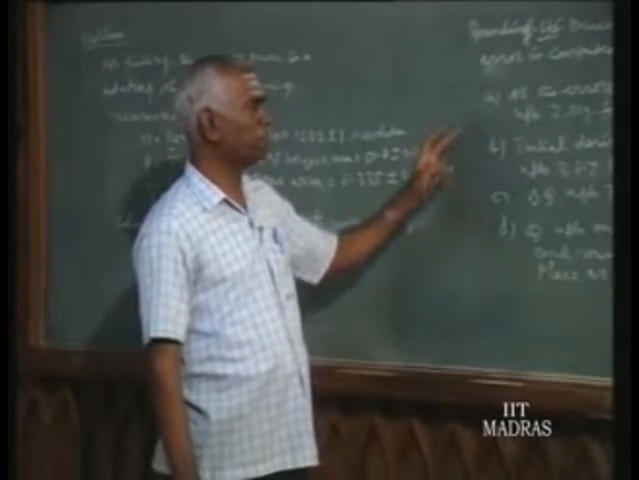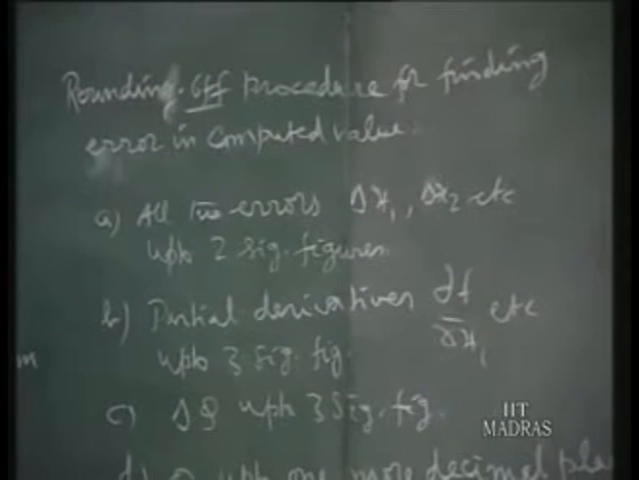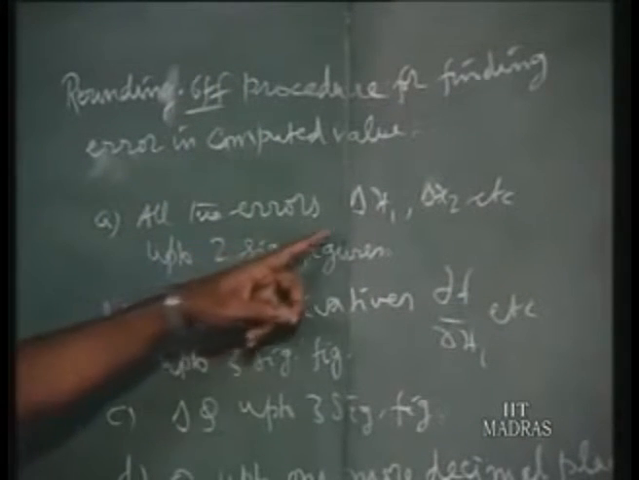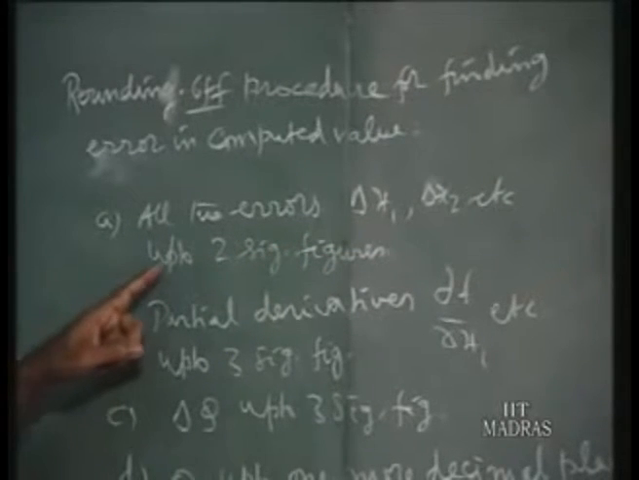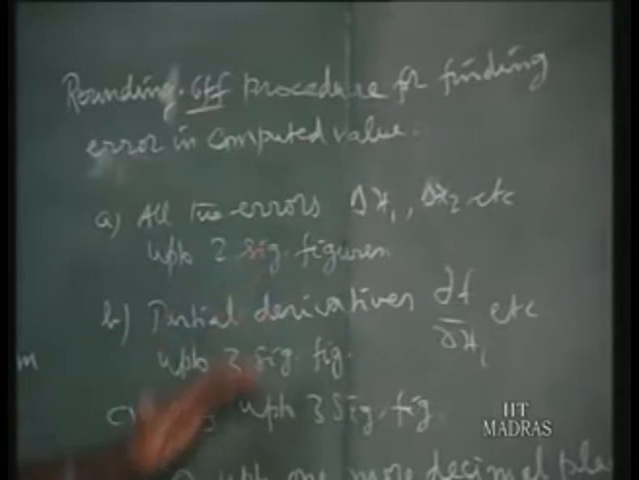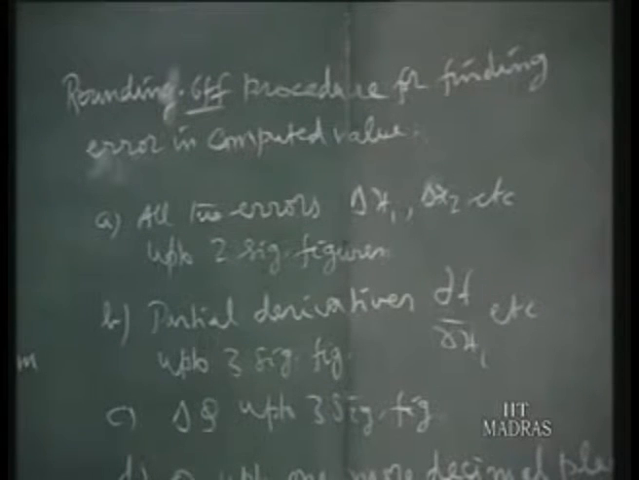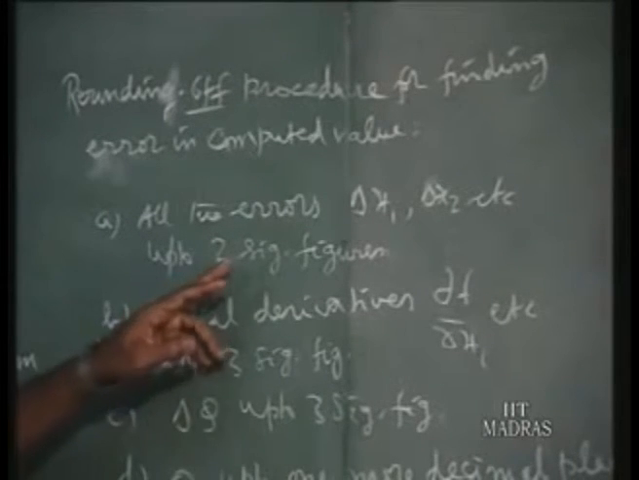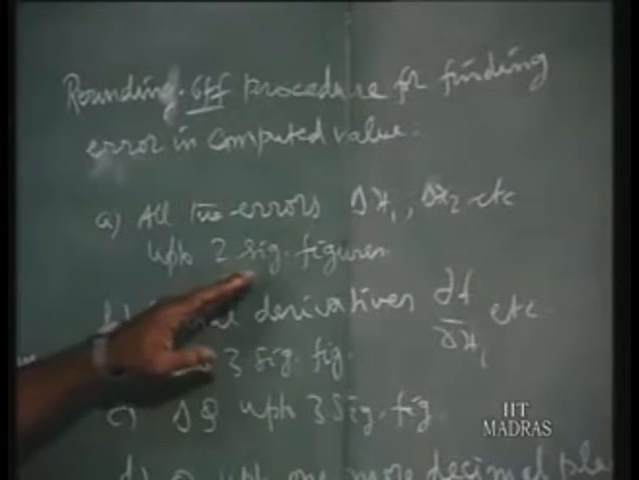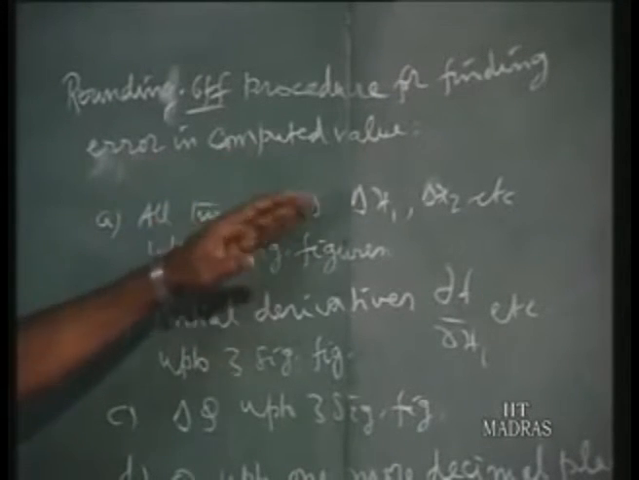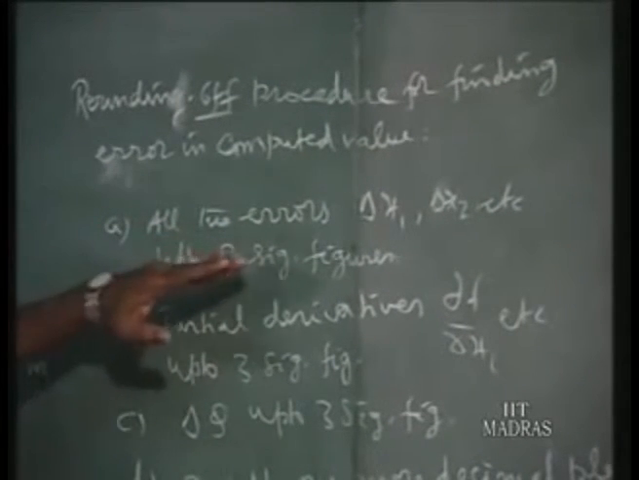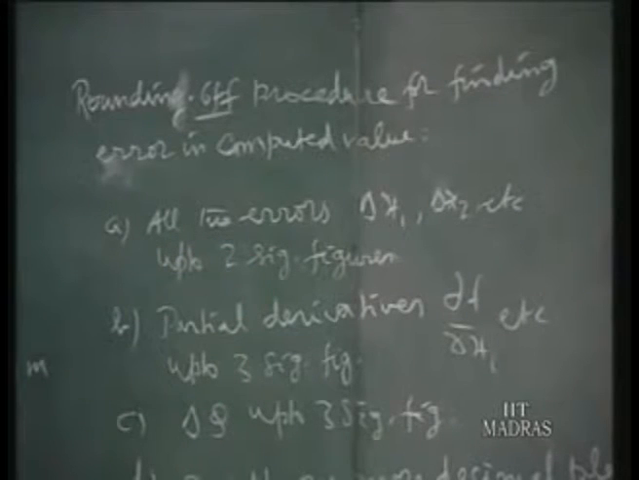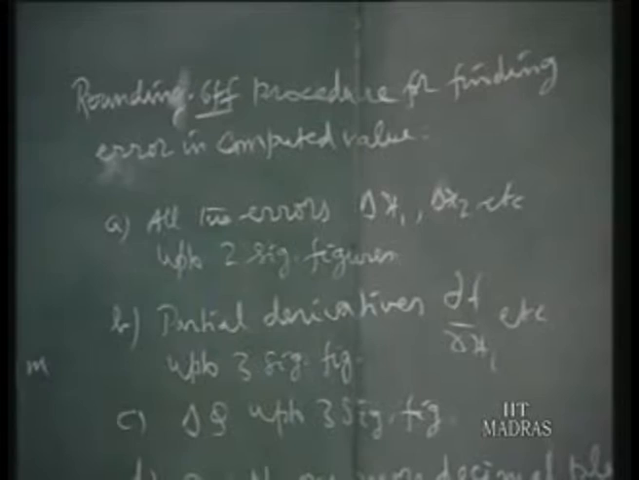4 steps are given, 4 points to be noted when we are computing the error in the computed value. All the errors, say delta x1, delta x2 and so on, of individual measurements may be up to 2 significant figures, because an error given with more than 2 significant figures does not make much sense. Most of them are given up to 1 significant figure, but we can go up to 2 significant figures. If it is given with more than 2 significant figures, reduce it to 2 significant figures. That is the first step. The individual errors of the measurements should be reduced up to 2 significant figures. It can be 1 significant figure also.